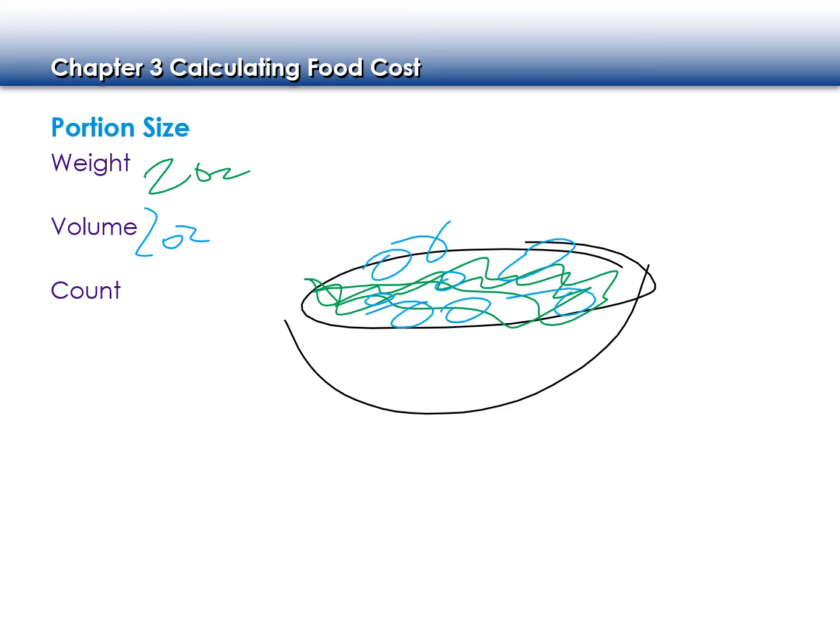And then what about count? Tomatoes. Cherry tomatoes. We do 3 tomatoes. What about croutons? The croutons you might do by weight, or you might just do a little handful, unless they make them. Absolutely. So here you can see that you can combine these portion size concepts all in one dish.